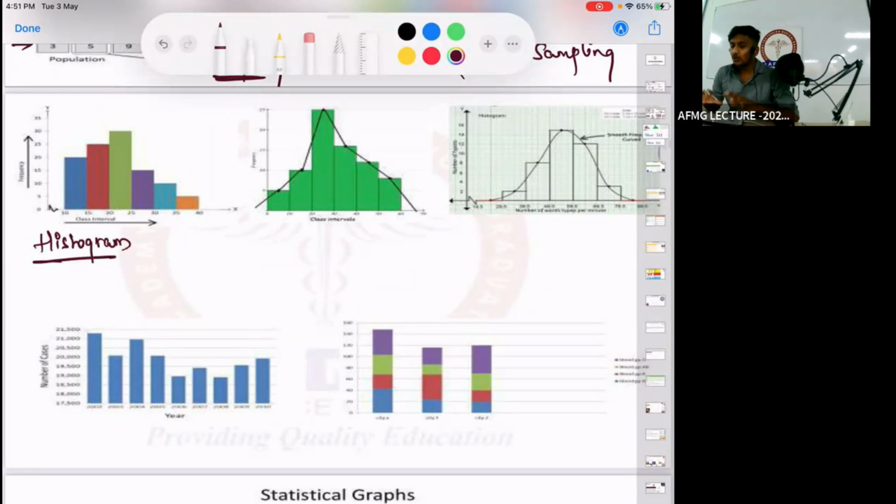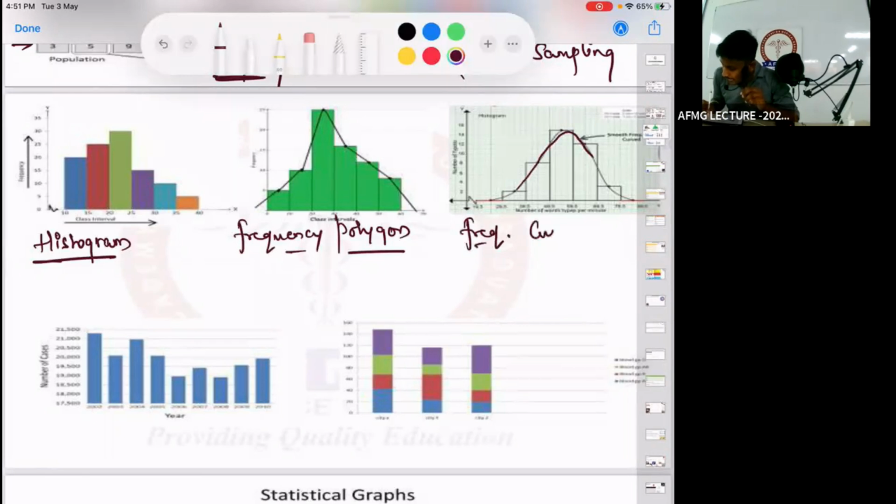Next, over here you can see a histogram, but you can see a line which is connecting the center points of this histogram. A line connecting the center points of the histogram is called a frequency polygon. So if you see a line, it is a frequency polygon. Then if you can see a curve connecting the center of the histogram, it is a frequency curve.